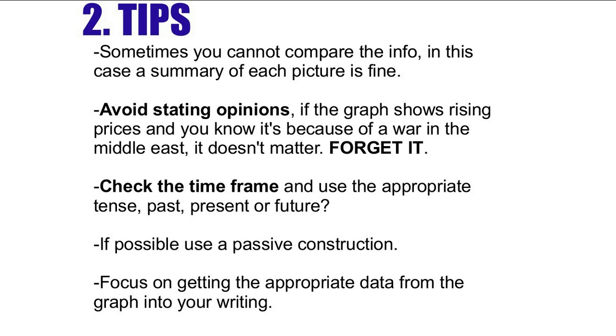If you want to pick up more points, extra points, use a passive construction. Okay, grammatical range and accuracy. Show a range of the grammar structures you know. So use a passive construction. That's with the verb to be. The next one, which is very important, focus on getting the appropriate data from the graph into your writing. I'm going to go into more detail about this point in the next slides.